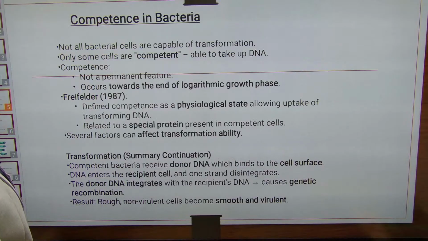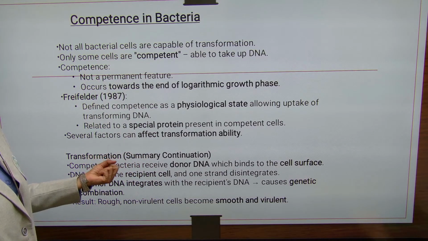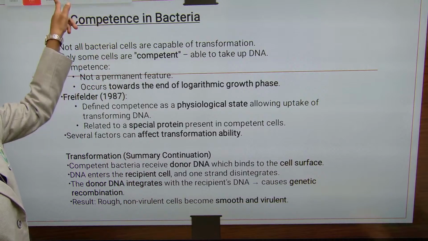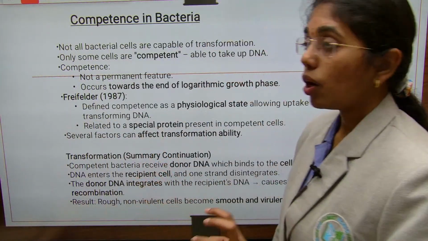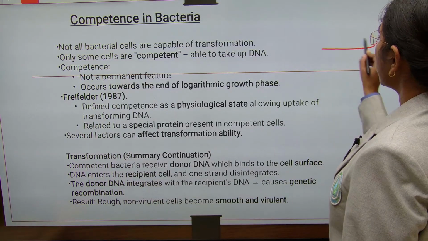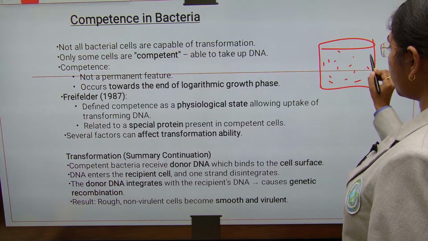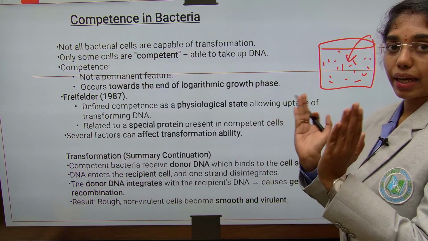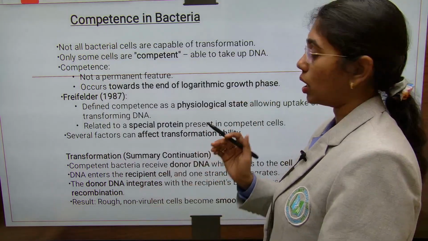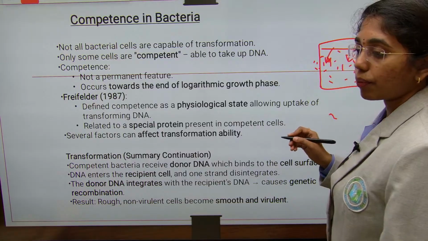Not all bacterial cells are capable of transformation. Remember that. Only some cells are competent, able to take up the DNA. Okay. Not all cells are able to take up this DNA. Fine, right? What is this transformation? If this is the bacterial culture, the DNA is being taken up from the environment in which the bacteria is in close proximity. Bacteria will be taking up the DNA from the environment.